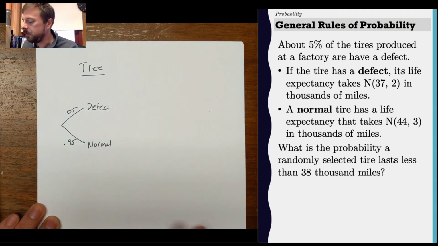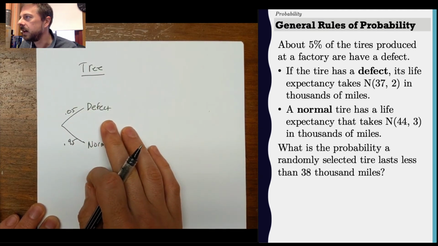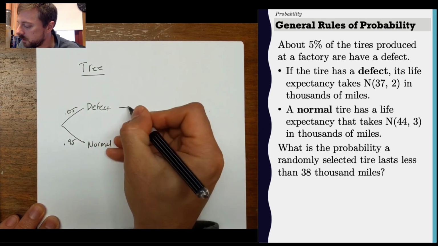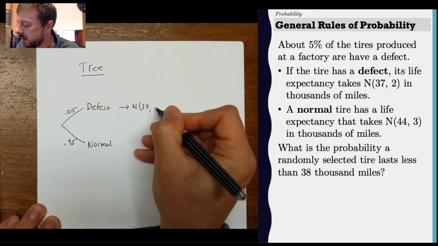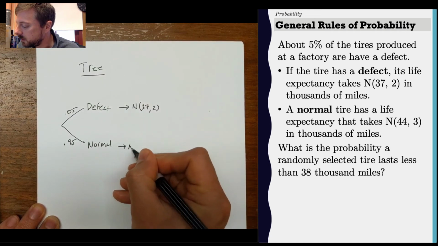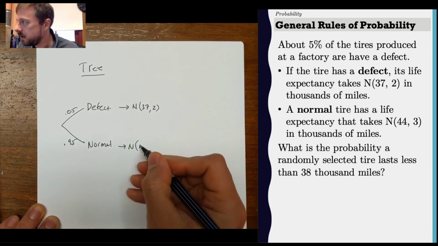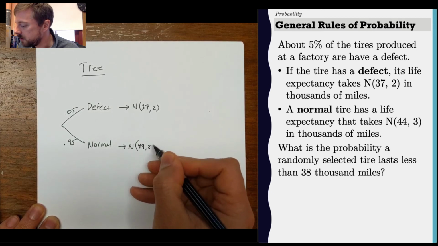Okay. And then we said that if a tire has a defect, it has this normal distribution. Its life expectancy is a normal distribution with a mean of 37,000 and a standard deviation of 2. Similarly, if it's a normal tire, it's a mean of 44,000 and a standard deviation of 3.